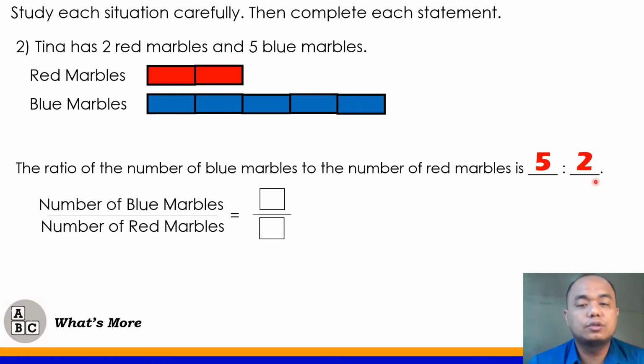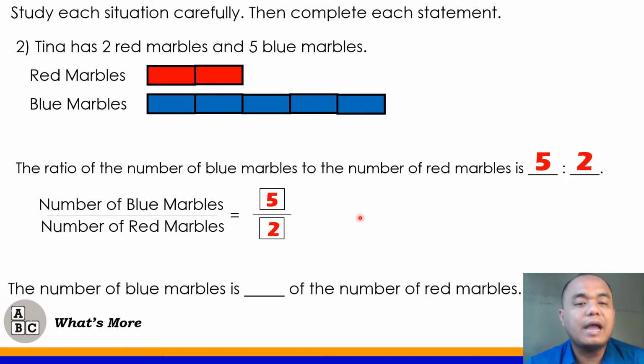Let's write this in its fraction form. The first quantity, 5, is the number of blue marbles. The second quantity, 2, would be the red marbles. So 5 should be written here in the numerator as the first quantity, and the second quantity, 2, will be written in the denominator. Now, the number of blue marbles is blank of the number of red marbles. What will complete this statement?